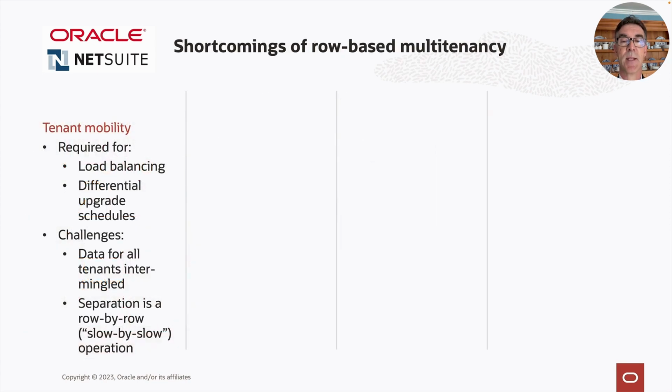Next, let's expand on the various shortcomings of their first generation SaaS architecture. There are 4 major categories of problem. 1. Talk to any SaaS vendor and they'll tell you that their biggest challenge is tenant mobility. You need to do this for load balancing or to support different upgrade schedules. Unfortunately though, the row-based tenancy model means that all tenants' data is intermingled. So, to move a tenant involves painfully slow row-by-row separation.